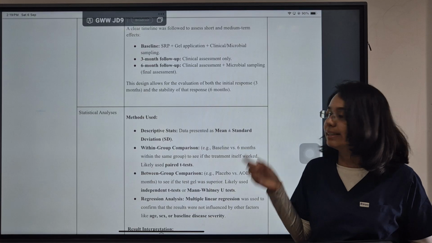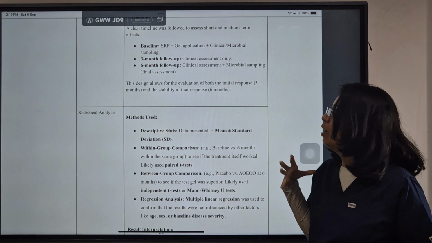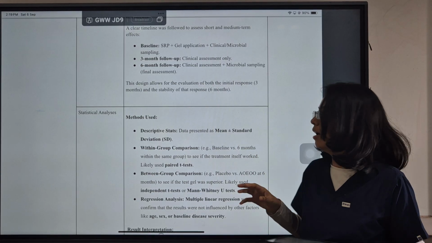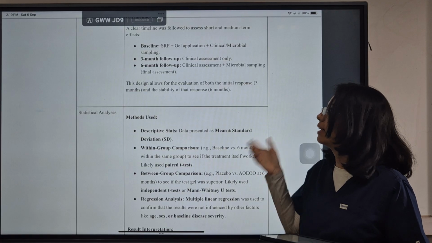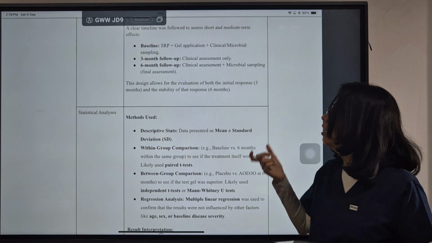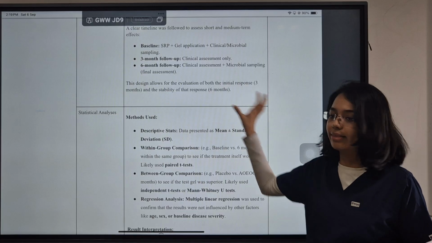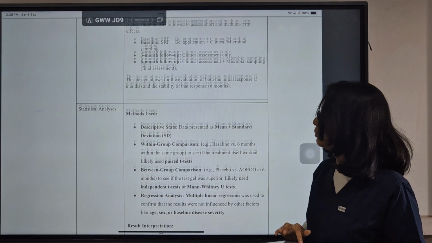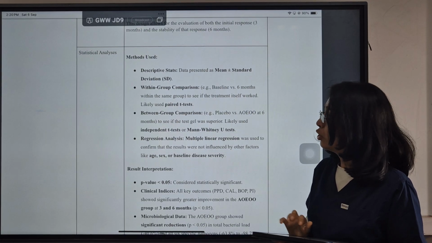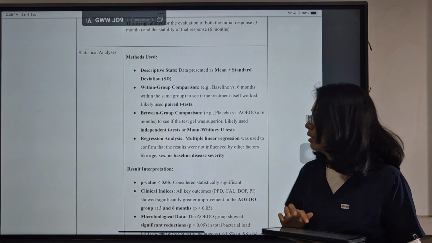Post 3 months, they had a 3-month follow-up where only clinical assessment was done, and a 6-month follow-up where clinical assessment plus microbial sampling were both done together, and this was considered the final assessment. So basically the baseline, 3 months and 6 months were done.